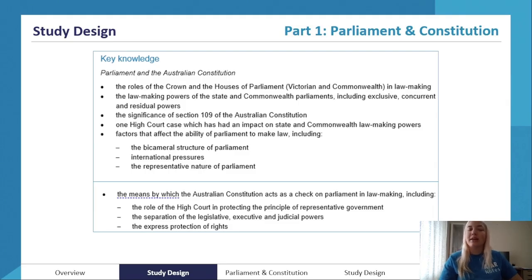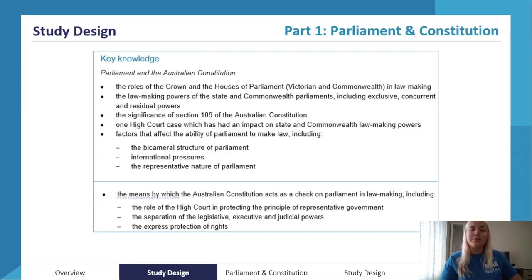Also, the factors that affect the ability of Parliament to make law. With the study design changes as of this year, students actually needed to know five, and now you only need to know these three. So, the bicameral structure of Parliament, bicameral meaning two houses. So, both a lower and an upper house exists both in the Victorian and the Commonwealth parliaments.